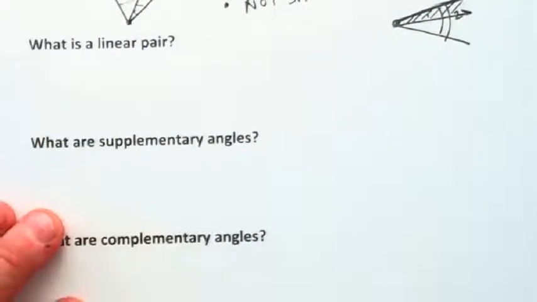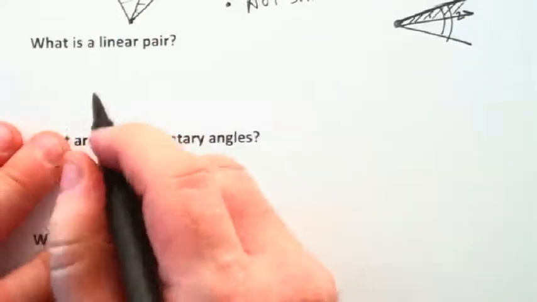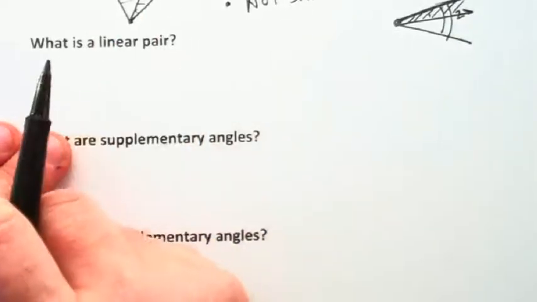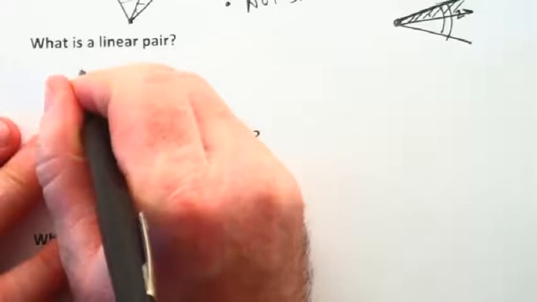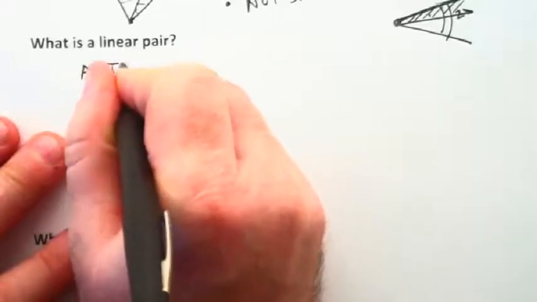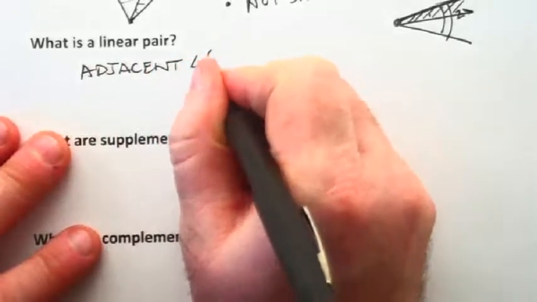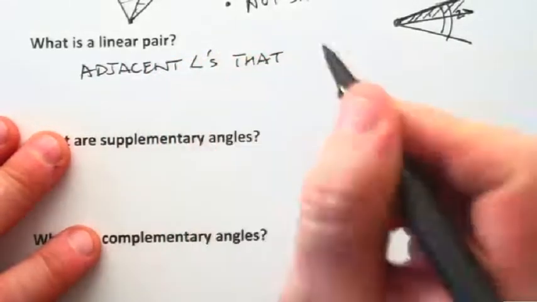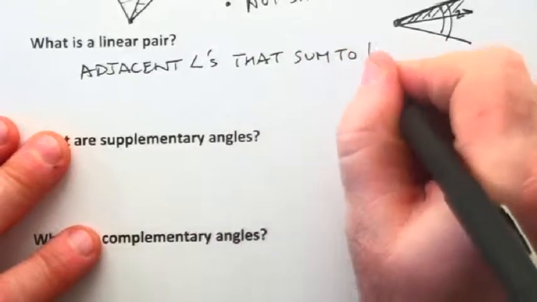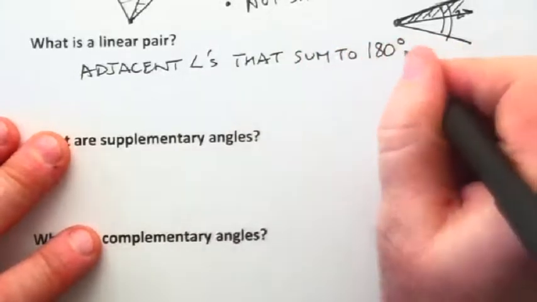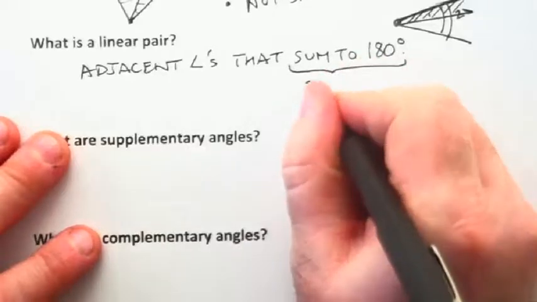The next guy is called a linear pair. Now the reason why we defined adjacent is because adjacent gets used in this definition. A linear pair are adjacent angles that sum to 180 degrees.